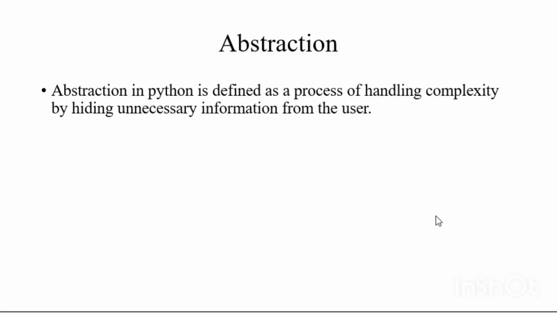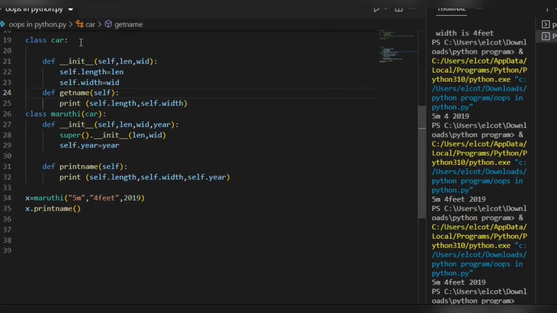Then abstraction. Abstraction is used to hide the data from another class. For example, we take one Maruti class and another one, the car class. The car class has many properties and functions. The car class doesn't want to show the properties and methods to another class, so it hides the data. It uses the private key to hide the data. Here I write the code for abstraction.